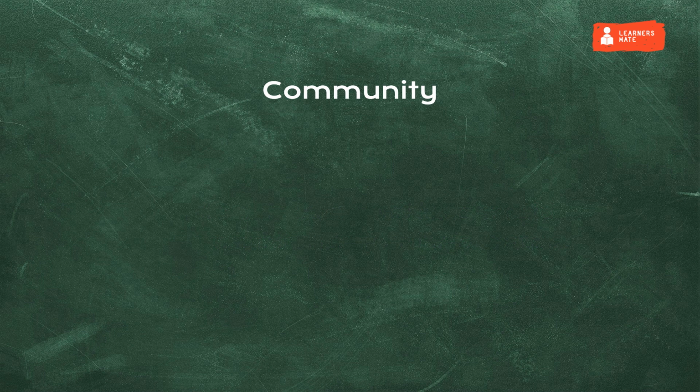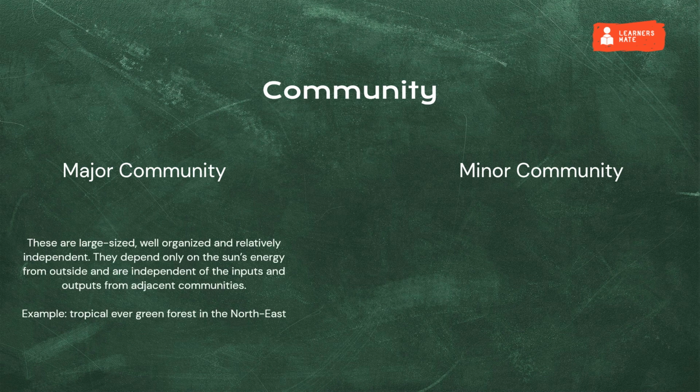Typically, a community may be divided into two types. One is the major community and the other is the minor community. The major communities are large in size, well organized, and relatively independent. They depend on only the sun's energy from outside and are independent of input and output from adjacent communities. For example, tropical evergreen forest in northeast.